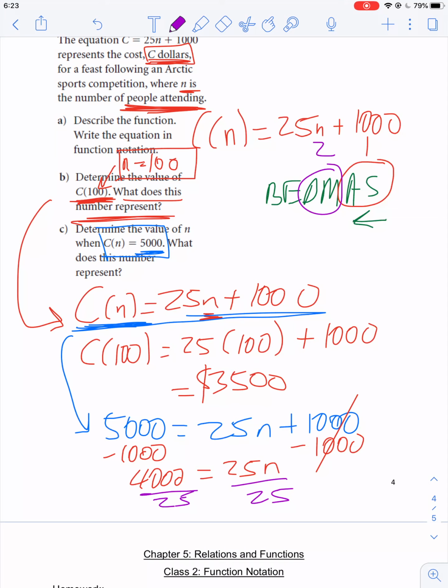Sorry, so 4,000 divided by 25 is 160. So 25 and 25 cancel, which means that n is equal to 4,000 divided by 25, which is 160. So this tells me that when 160 people attend, the cost for the feast will be $5,000. That's what it tells me.